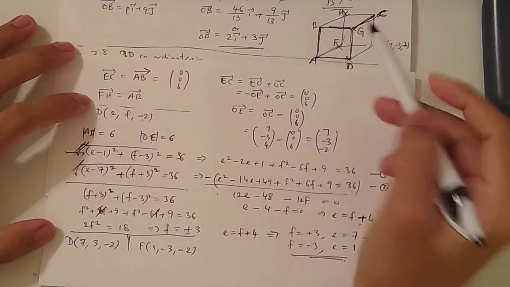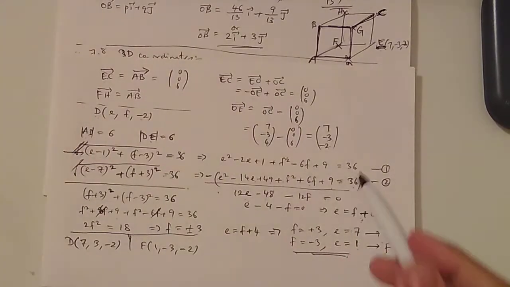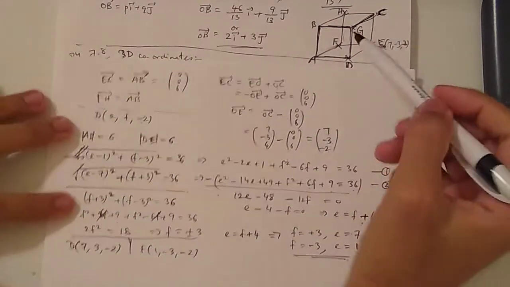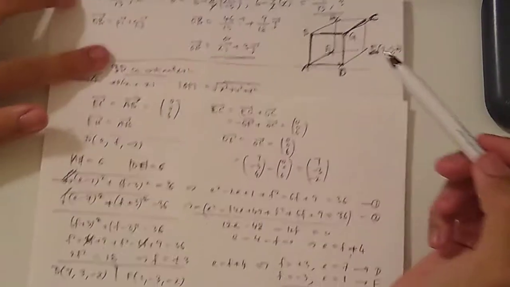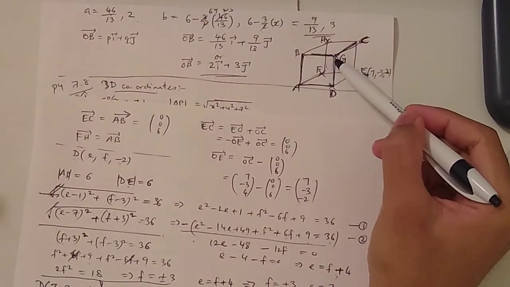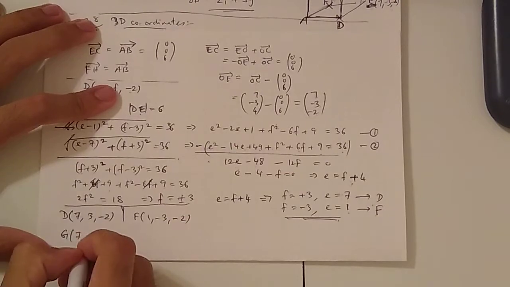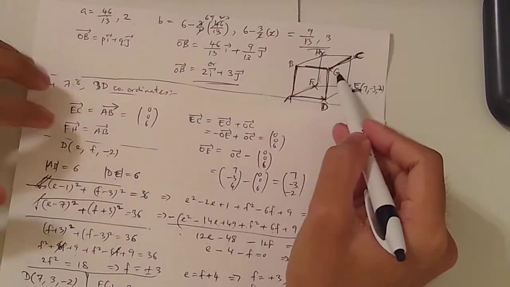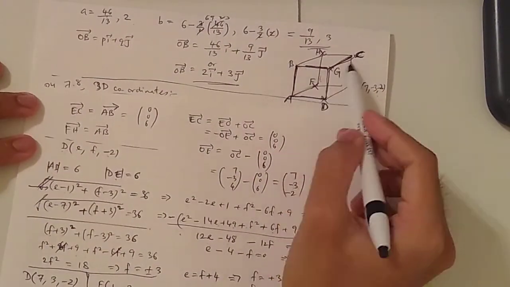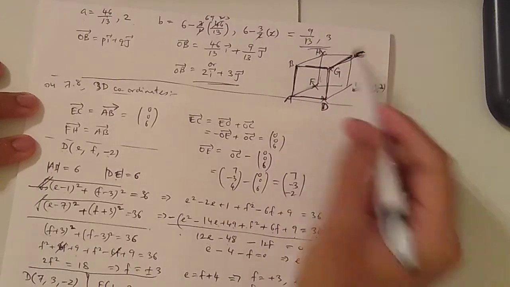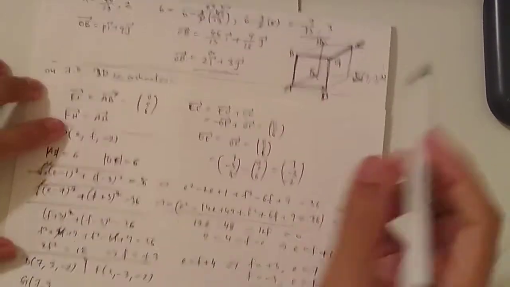Okay, in our previous discussion we knew that since A and B have the same x and y coordinates, D and G are going to have the same x and y coordinates. Therefore G is going to have 7 comma 3, and G has the same z coordinate as these 4 points. So B and C have z coordinate 4, therefore G also has z coordinate 4.